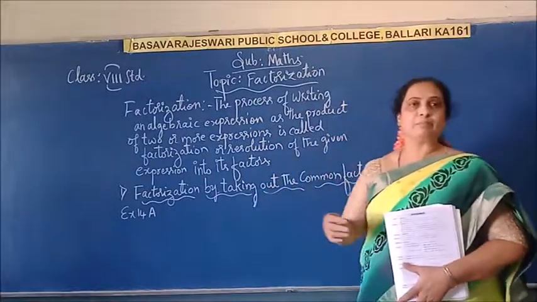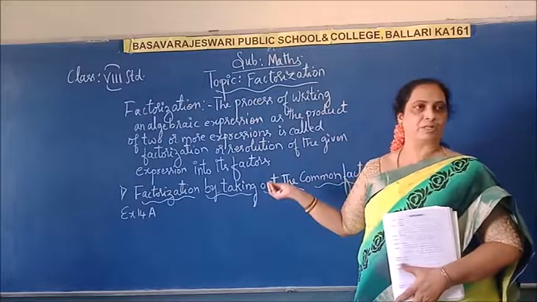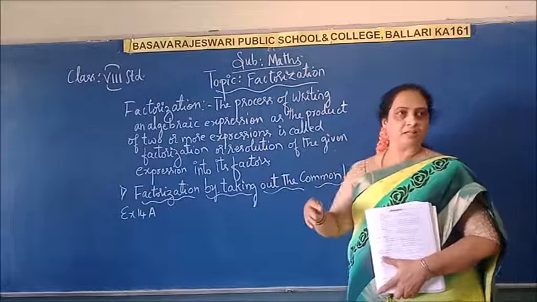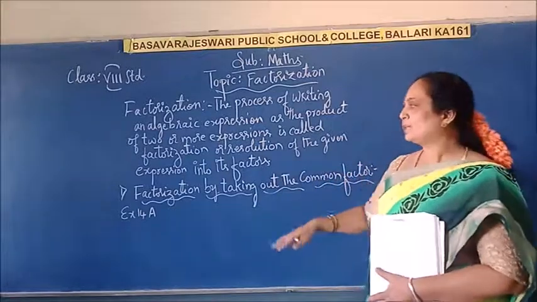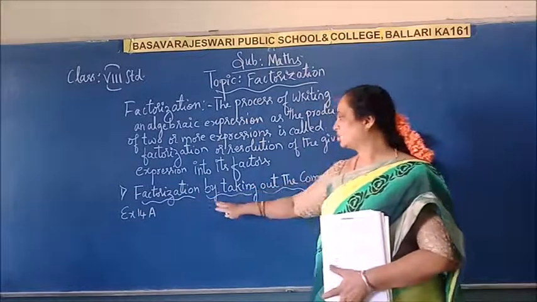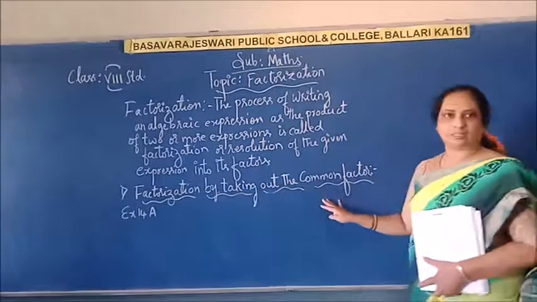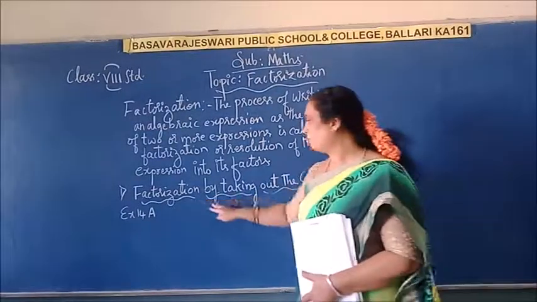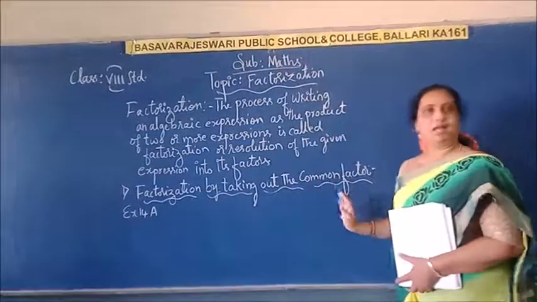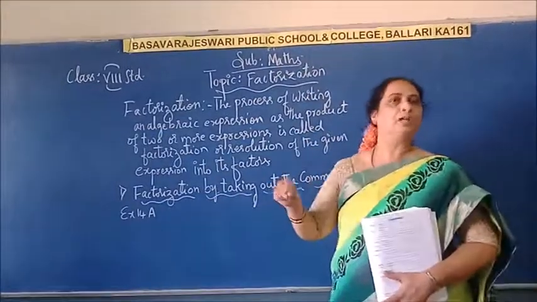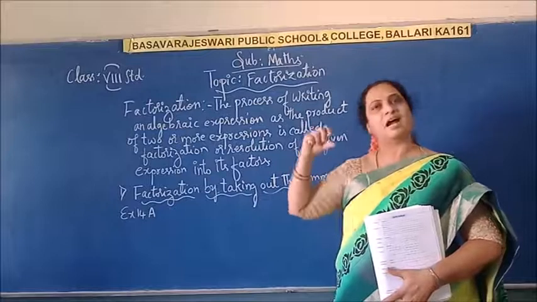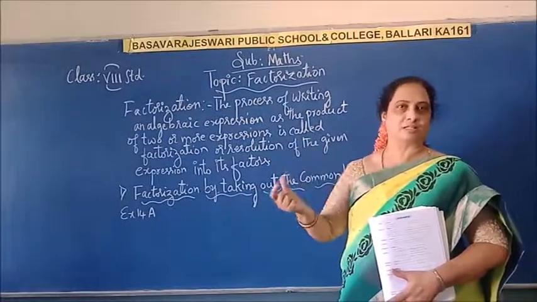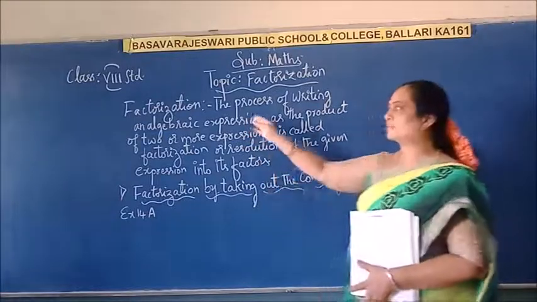Okay, there are so many methods to factorize a given expression. I had discussed already 2 of them. Let me recall once again one by one. The first method is factorization by taking out the common factor. An algebraic expression will be given. You have to take out the common factor and resolve the given expression into its factors, 2 or more factors. Okay, that is called factorization.